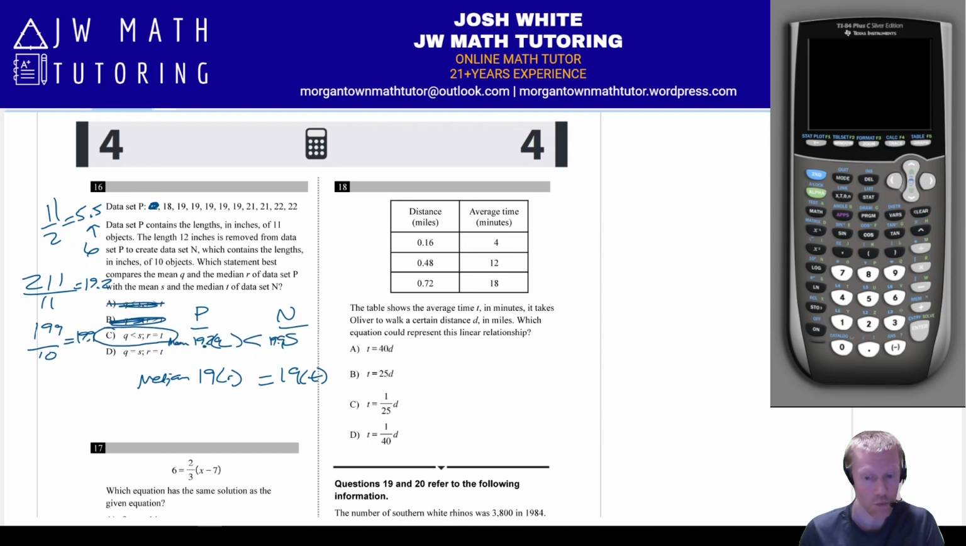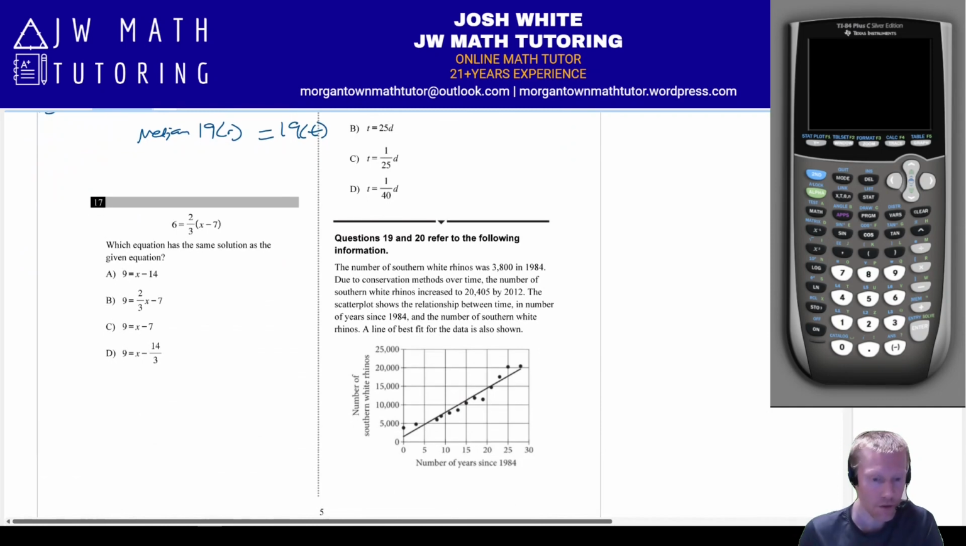So this will also numerically confirm that the mean for dataset n is greater than the mean for dataset p, or in other words, S is greater than Q, or Q is less than S. Again, correct answer is letter C. Okay, for this one, for 17, there are multiple ways you could do this.